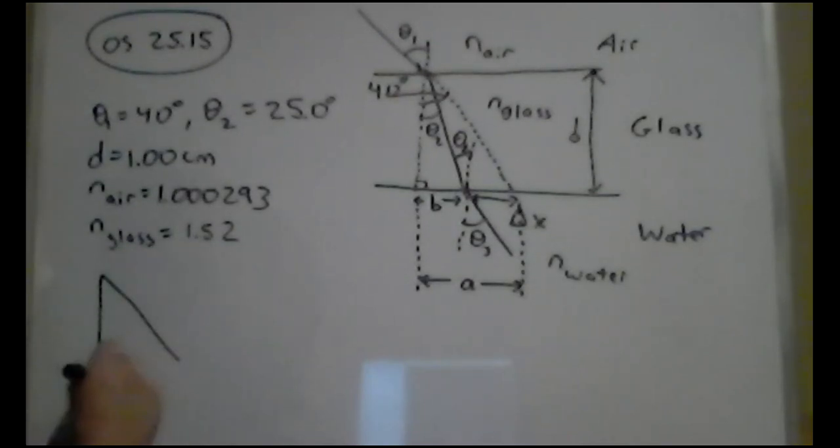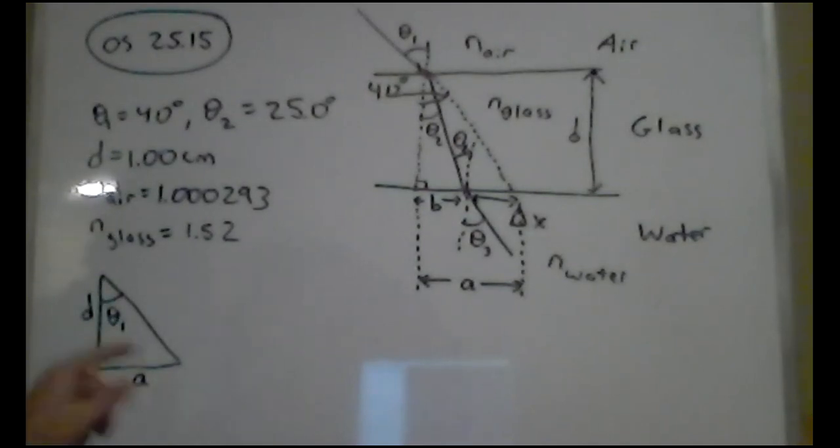You'd have a triangle with the bottom of it being A. This is D, again, the thickness of the glass. This is theta 1. That is if light never refracted, as if there was no glass there. Well, how do you figure out A? You have an opposite and an adjacent, so you use a tangent.